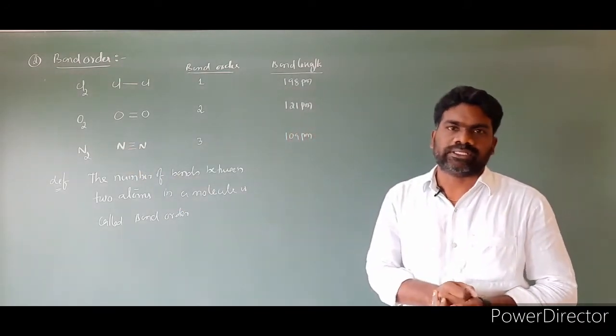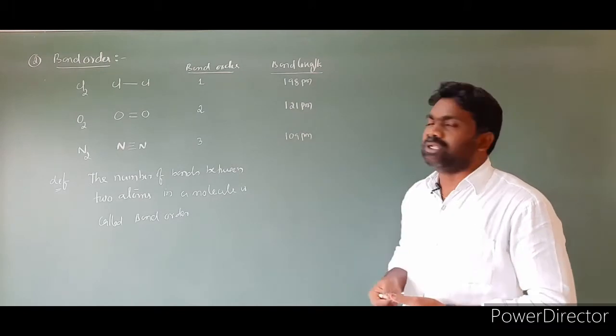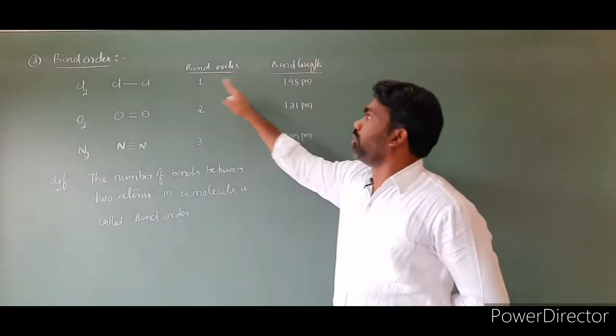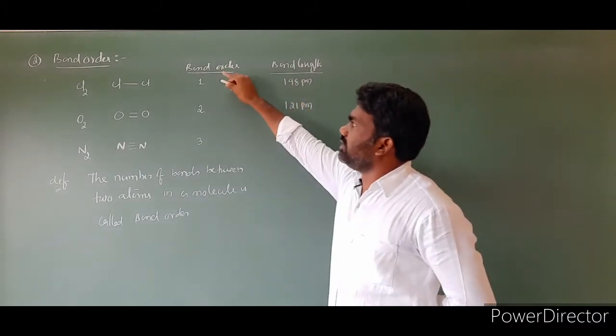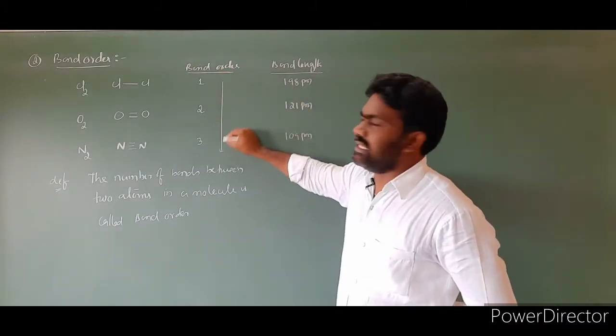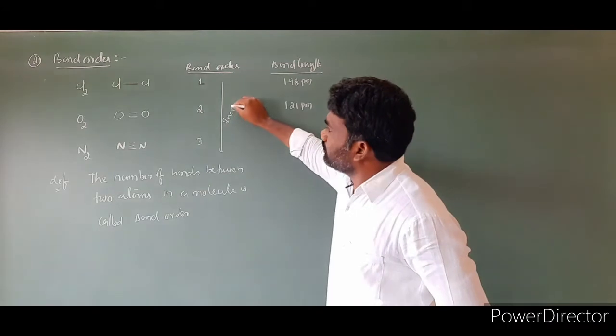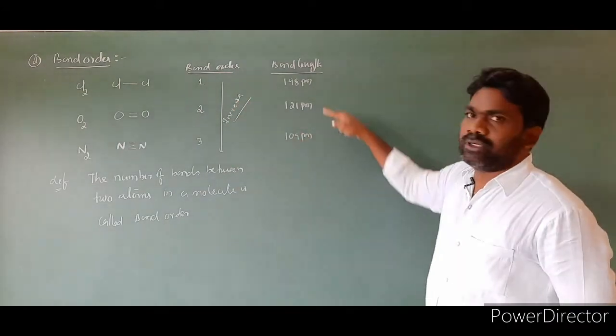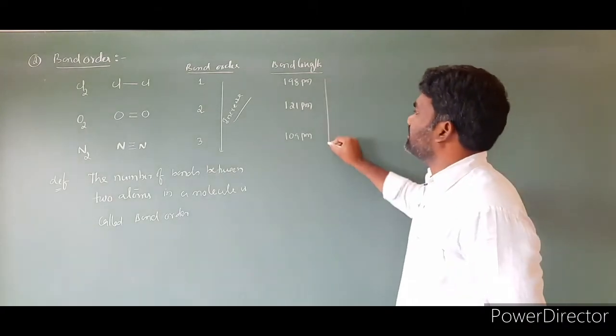Now what do you understand by looking at bond length and bond order? Bond order is 1, bond length is 198. Bond order value is going to increase: 1, 2, 3. Bond order values increase, and the bond length values decrease.